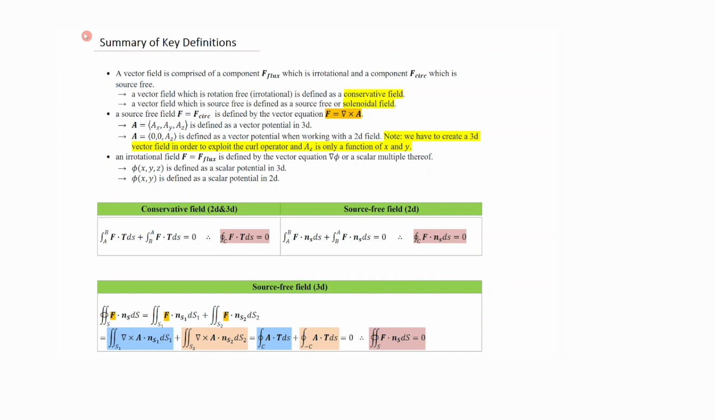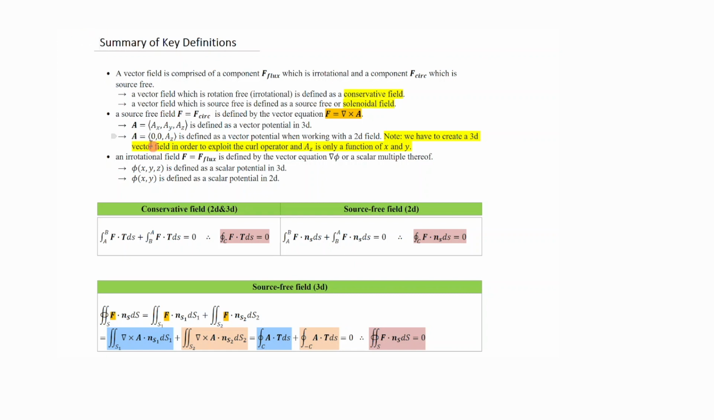All right, if we're dealing with a source-free field, that is, F is purely a circulation, F circ, then it's defined by the vector equation curl of some vector potential A. And depending on whether you're dealing with 2D or 3D, A takes on a different form. If it's a 3D problem, then the x component, y component, and z component of A are functions of x, y, and z. On the other hand, if we're trying to mimic the curl operator in 2D and allow us to do some computations in 2D, then the vector field A has to have the form that's shown here.